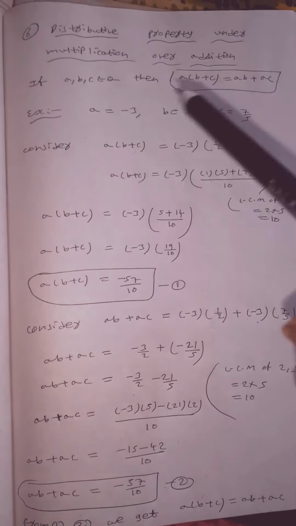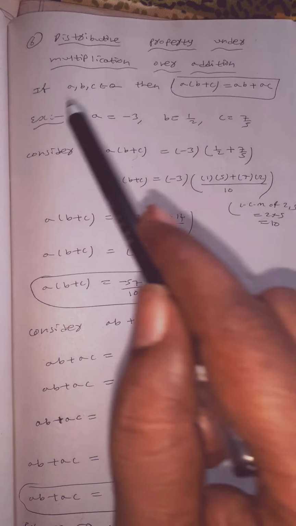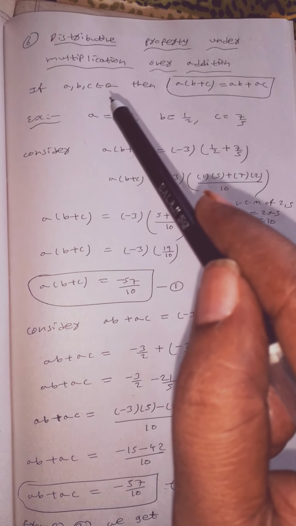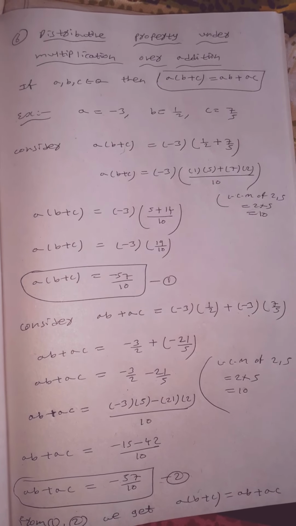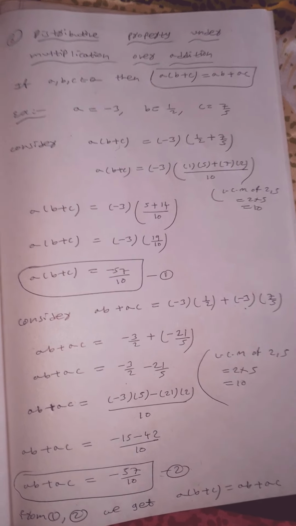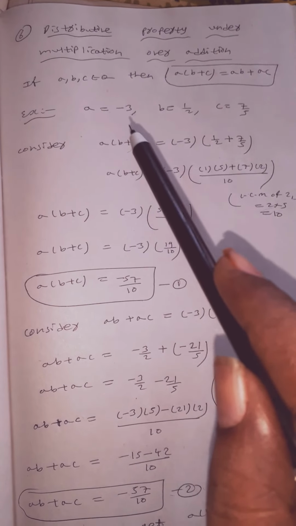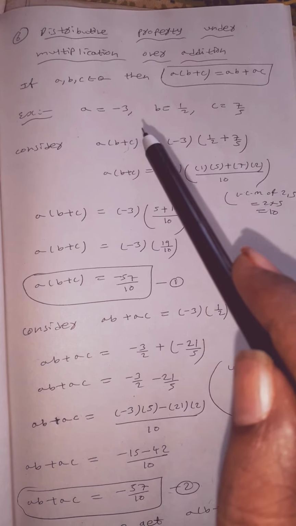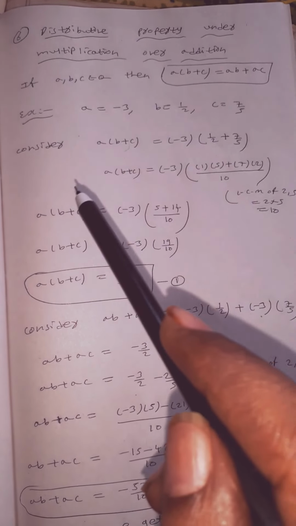Next, the last property under addition, children: the distributive property of multiplication over addition. If A, B, C belong to Q, then A into (B plus C) equals AB plus AC. I have taken an example, children: A equals -3, B equals 1/2, C equals 7/5.